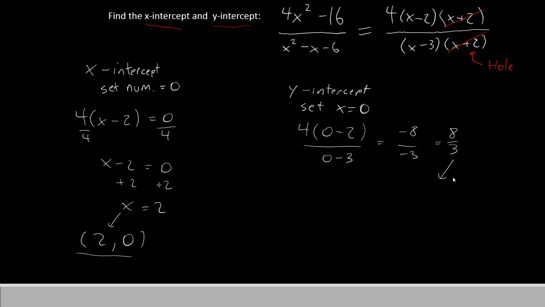Of course, it's not good enough to write this as a single number. We have to write an ordered pair. So we'll have (0, 8/3). And that's how you get the x-intercept and the y-intercept. Next, let's talk about how to get the horizontal asymptote of the function.